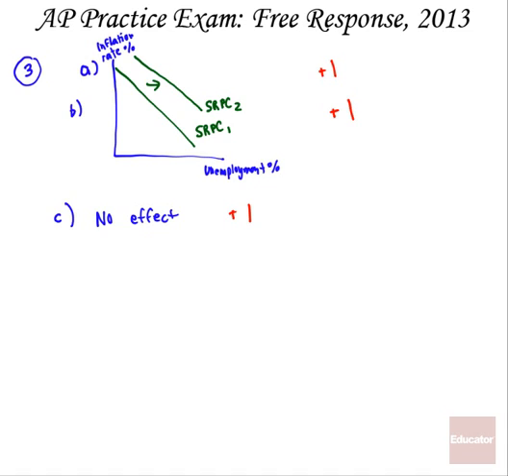Part D is dealing with the increase in expected inflation. So is the nominal rate going to either increase, decrease, or remain unchanged right here? So again, it's good to have the equation here. So real interest rate equals nominal interest rate minus expected inflation.